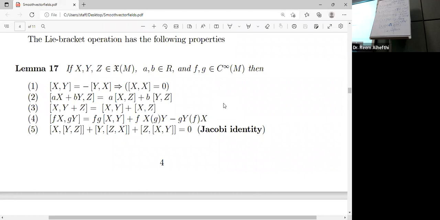What's the structure of the Lie algebra? Because this is my first time I see this function. What's the structure? Say again, please. I'm sorry. What's the definition of a Lie algebra?